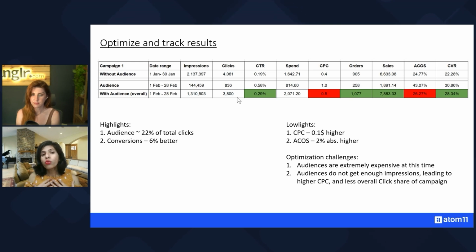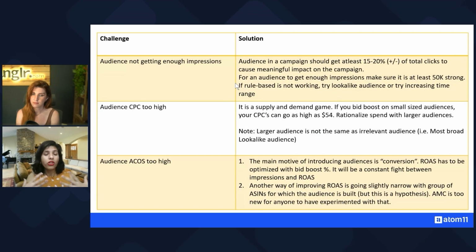Now, our rule is that you need to have at least 15 to 20% of the clicks of that campaign coming from the audience for you to even be able to say that, yes, this audience is working. I like that. So yes, you need to have at least that minimum number. The first challenge that you will face is to actually get clicks because audience sizes are so small. The potential solution for this is to create audiences which are very large. Create audiences which have at least 50,000 or 100,000 people in them.